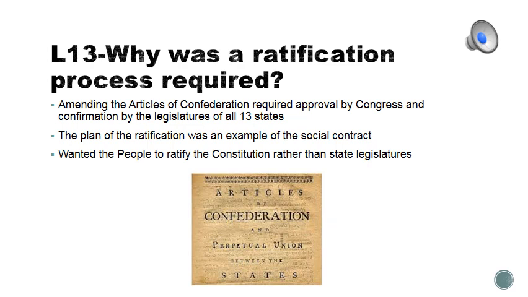Another reason why the ratification process was required is that it's going to show an example of a new social contract with the whole entire country, and they are going to want the people to ratify the Constitution rather than the state legislature. That's why you see "We the People" in the Constitution. It's there for popular sovereignty reasons. Okay, we the people, popular sovereignty. So if the people agree with the Constitution, they're going to let their state representatives know and have the state legislatures ratify this Constitution.